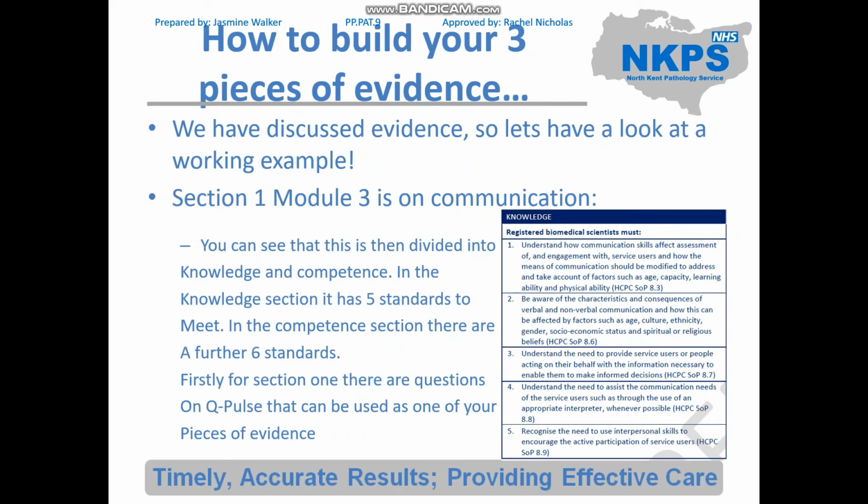So, how to build your 3 pieces of evidence. We have discussed evidence, so let's have a look at a working example. We're going to have a look at section 1 and module 3, which is on communication. You can see here I have the knowledge part of this on the screen, and there are 5 knowledge SOPs that we need to meet.